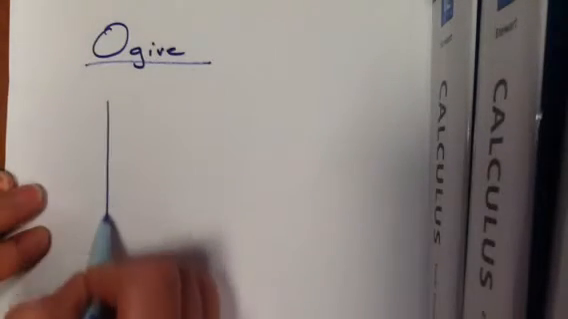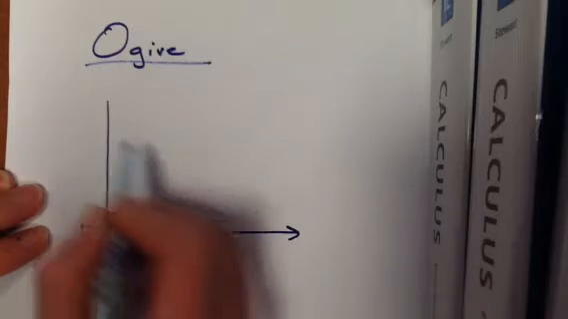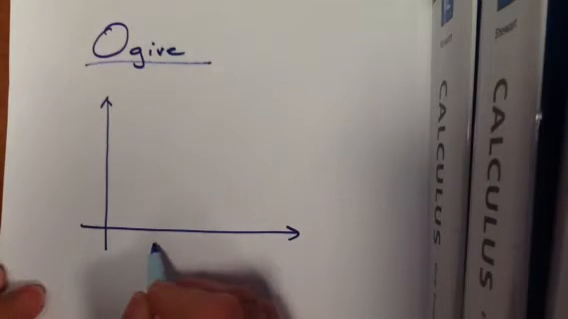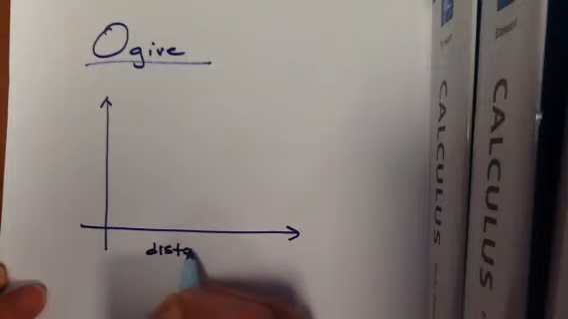Another graph that we do in section 2.1 is called an ogive. The ogive uses the upper class boundaries and the cumulative frequency. So again, we create a graph with a vertical scale and a horizontal scale. The horizontal scale again has the label of our data.